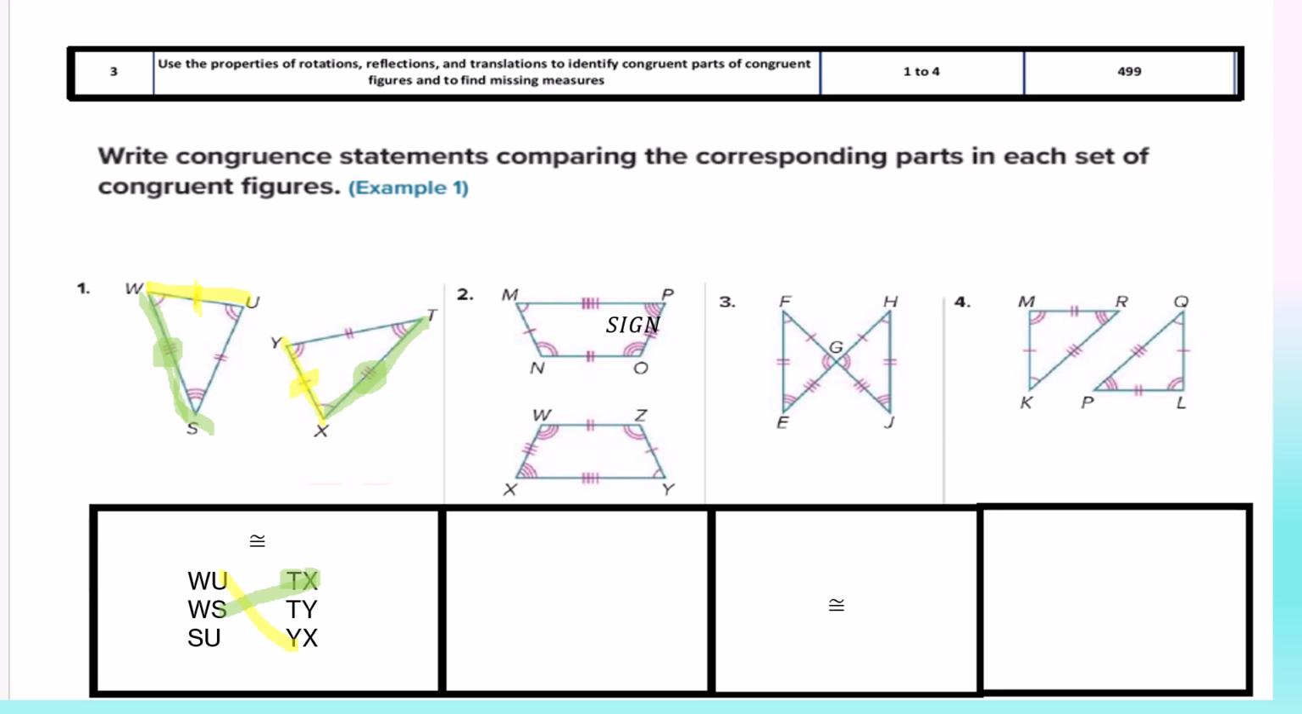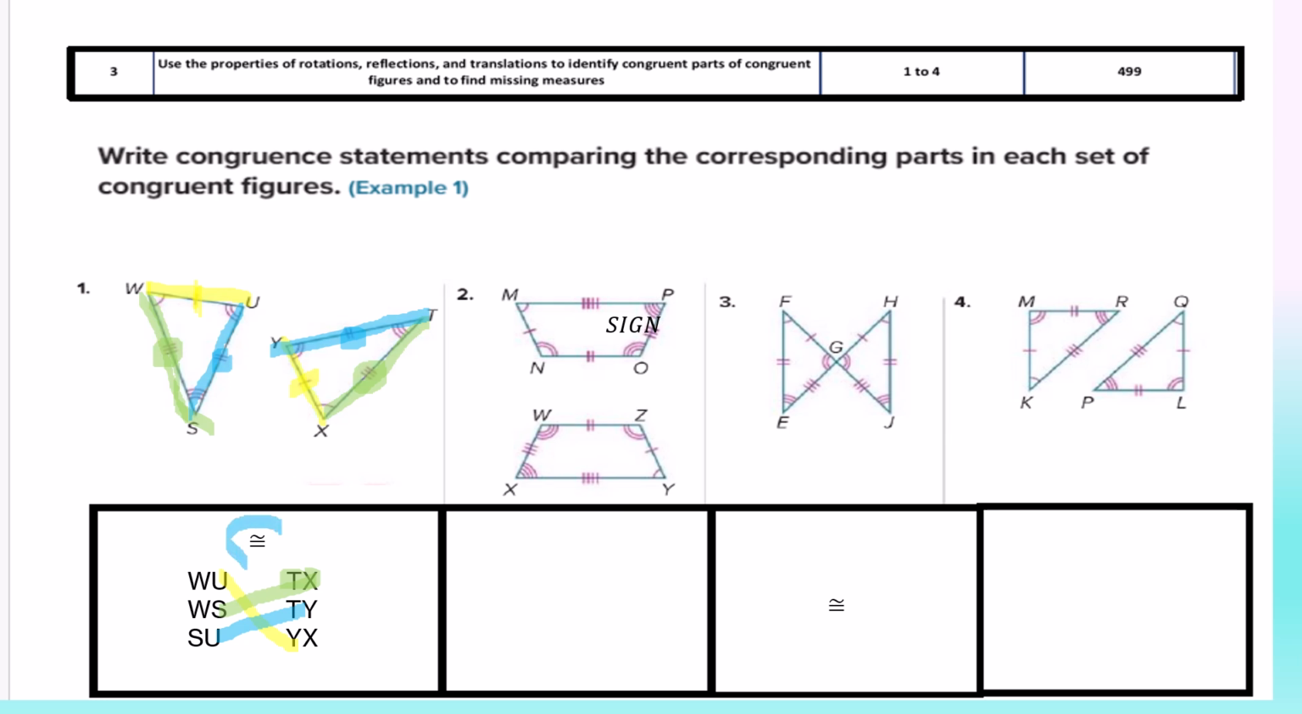Then the third one is pretty easy, simply because it has two markings. So SU matches up with, because we start with the side that has 3 markings, we will start with TY. So now we have written the congruence statement for the line segments. This is on the outside.